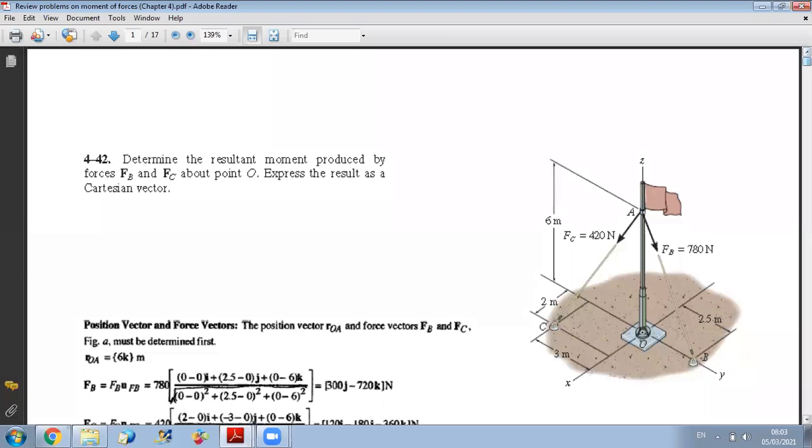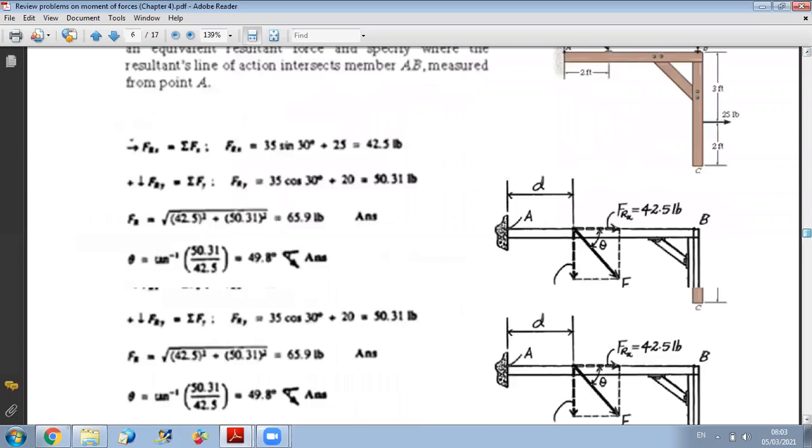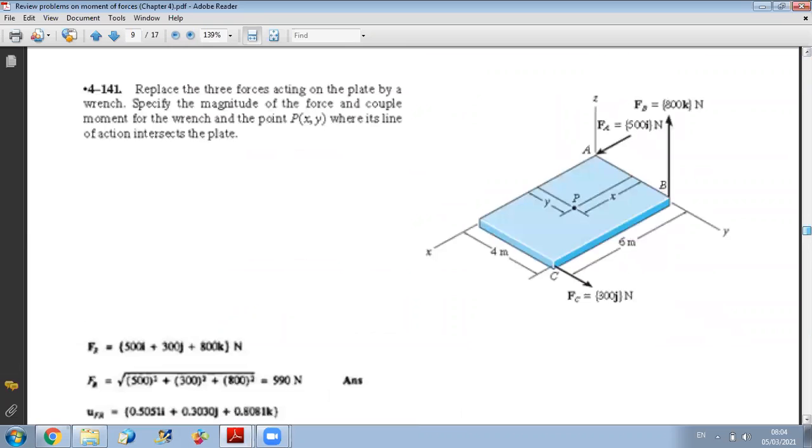Okay, so we still have just some problems concerning the exam. I'll start with this one. Replace the three forces acting on the plate by a wrench. Specify the magnitude of the force and couple moment for the wrench and the point Pxy where its line of action intersects the plate. So here, if you remember, what was the definition of the wrench? The wrench is defined as a system of force and couple that are parallel to each other.